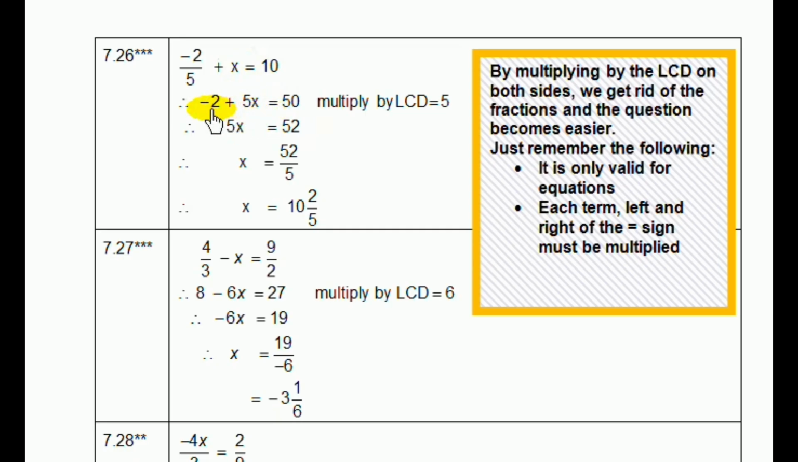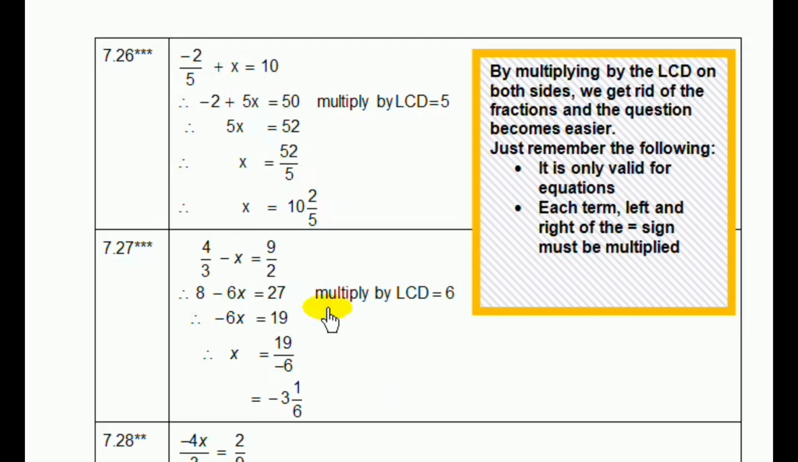Now get rid of the minus 2 by adding it to both sides, and then divide by 5. Now 52 over 5, that's the improper fraction, and you can make it a mixed fraction. That is better always. 10 and 2 over 5, the answer.